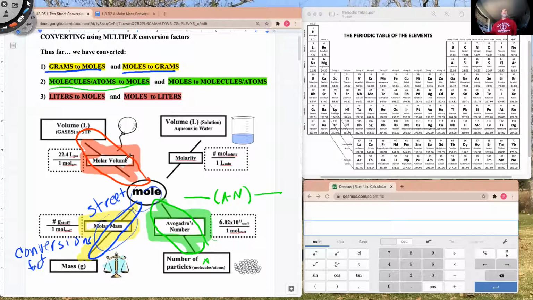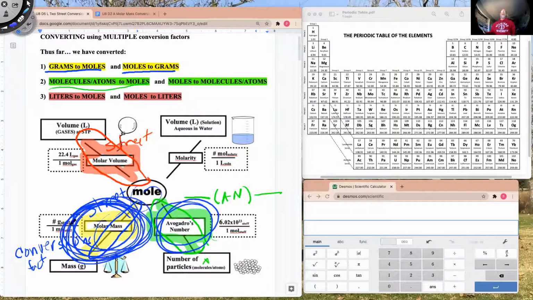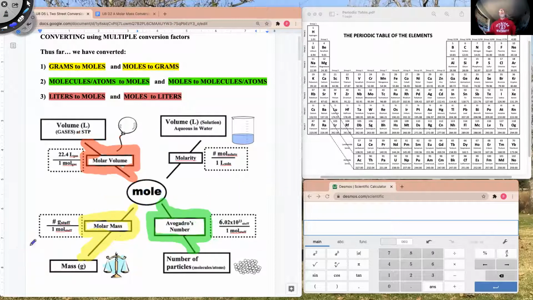What's the name of this street right here, Mr. Edwards? You said it best. Molar volume. That's right. So we're going to call this street molar volume. Mr. Edwards, what is the name of this street right here? What's the name of that street? Oh, Avogadro. That's Avogadro's number. Yes, Mr. Edwards. Lastly, what's the name of this street right there, Mr. Edwards? Looks like you're circling it. What is it? Molar mass. Absolutely. So, ladies and gentlemen, we have learned three conversions: molar mass, molar volume, and Avogadro's number.